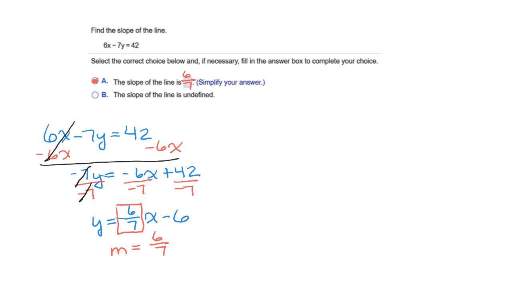Notice it does say to simplify your answer. So if you get a fraction, you always want to look at your numbers to see if you can reduce any further. All right, giving you a little refresher back on this slope.